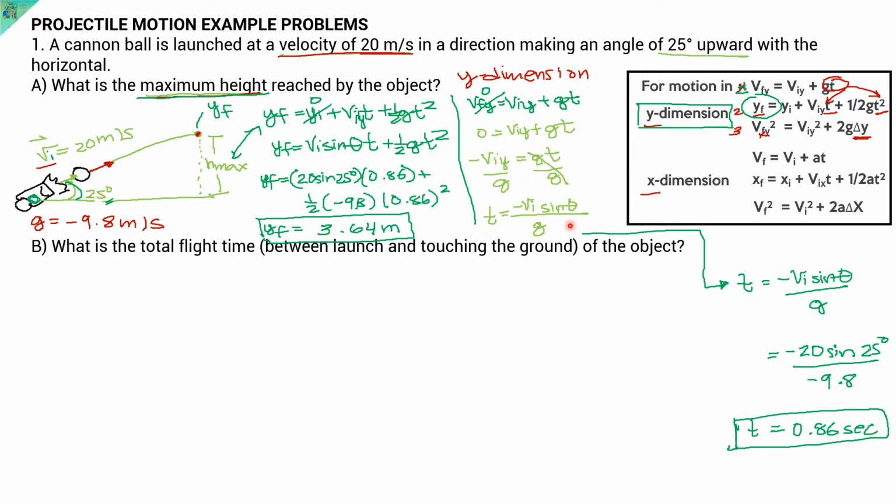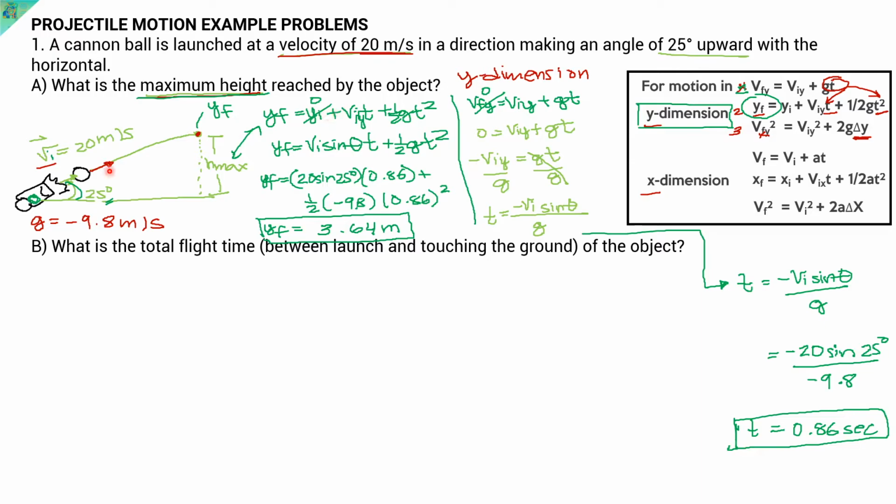This is now our final equation to search the time it took the cannonball from the ground up to its maximum height. The answer for that is 0.86 seconds. We plug it here. But before that, we try to analyze what part here can we equate to 0, and that is y initial. Why?